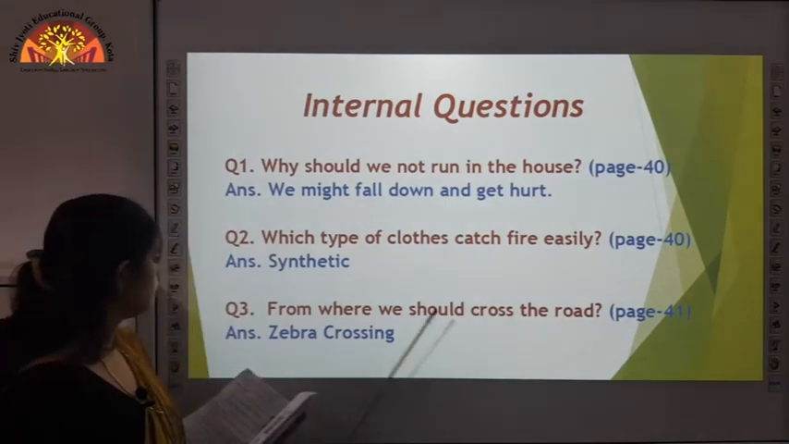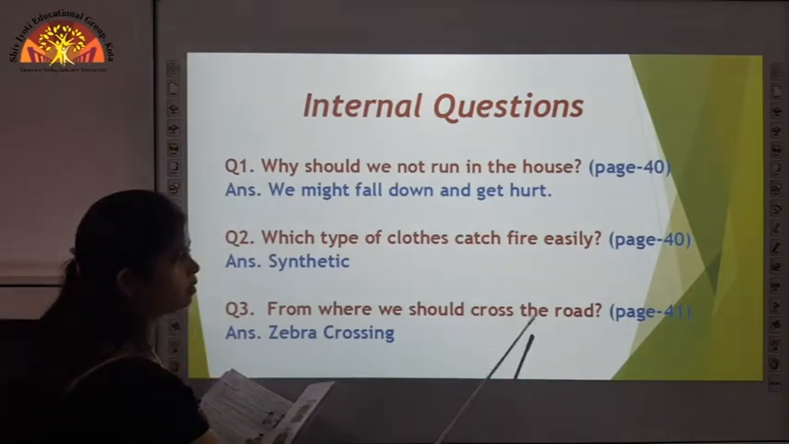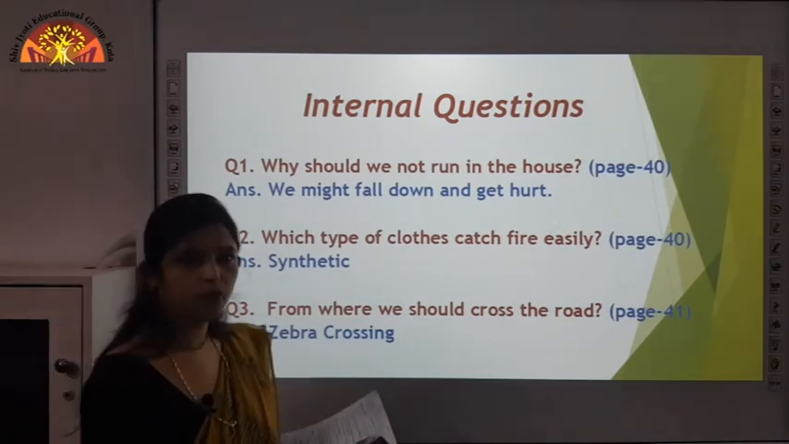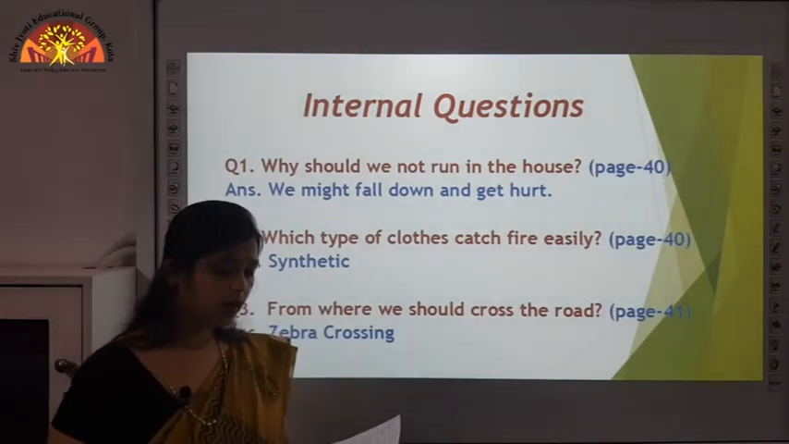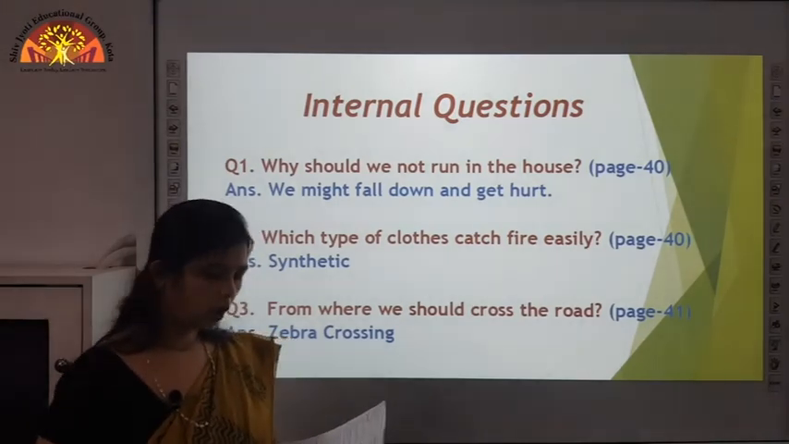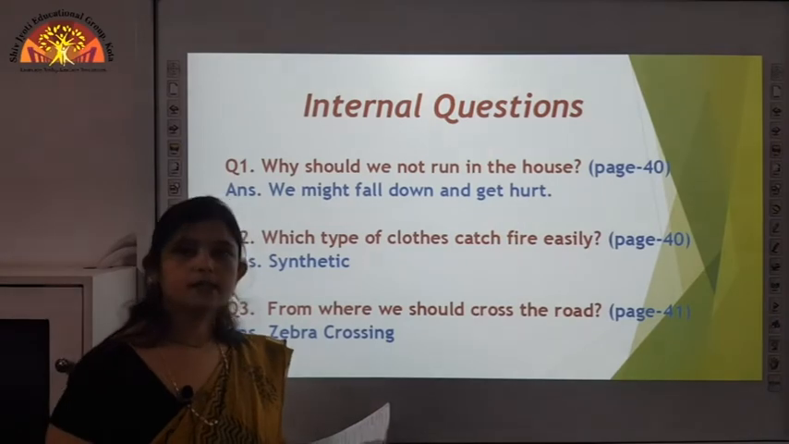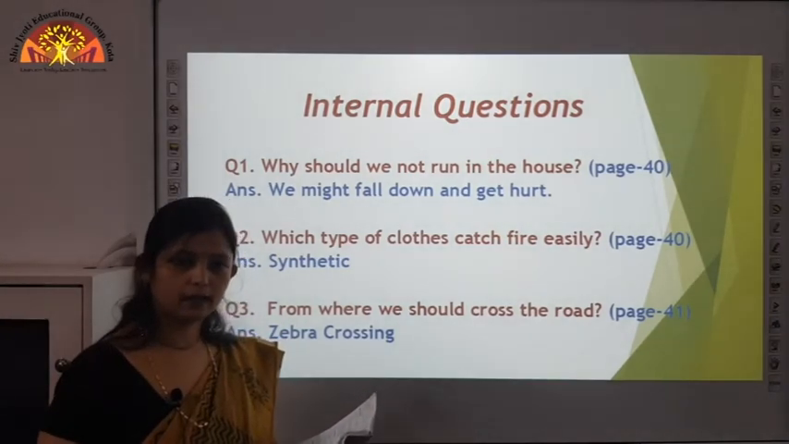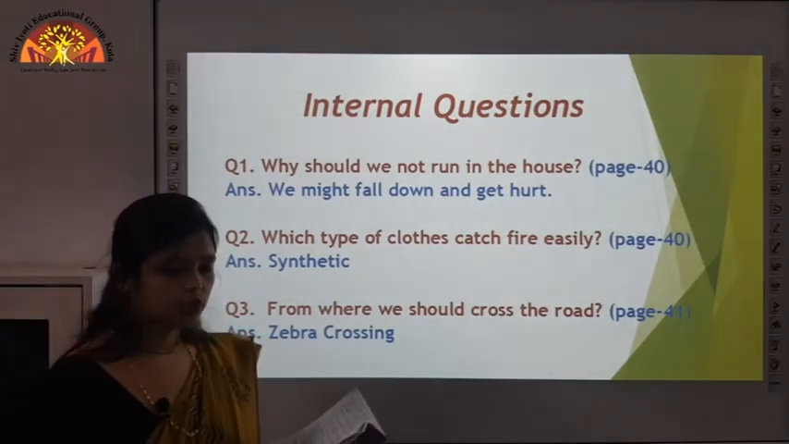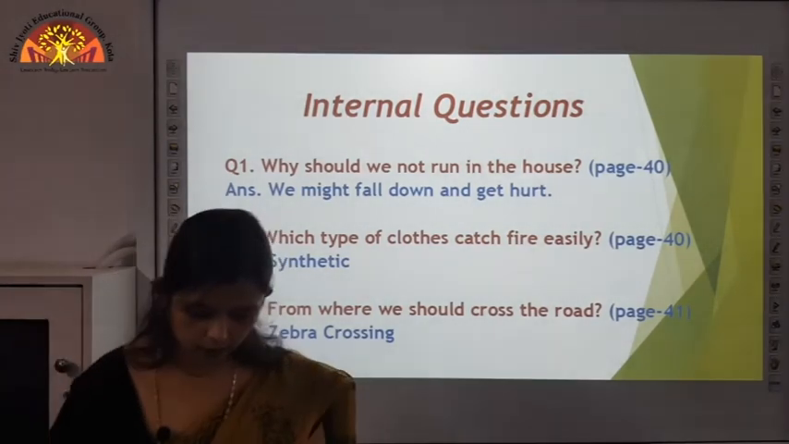Now we come to the third question, from where should we cross the road? The answer is zebra crossing. So come to page number 41. It is under the heading safety on the road, second point: always cross the road at the zebra crossing. So underline the words zebra crossing and write the question above the paragraph. So this is all about the internal questions.